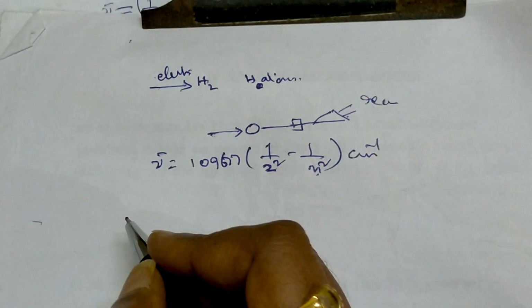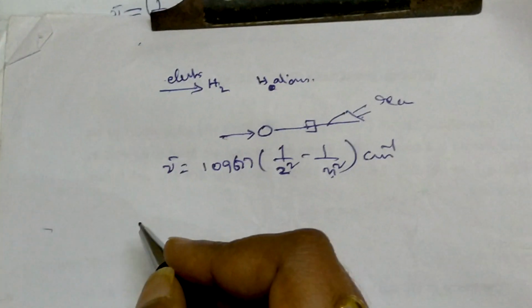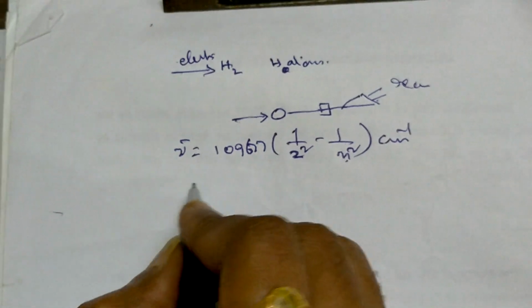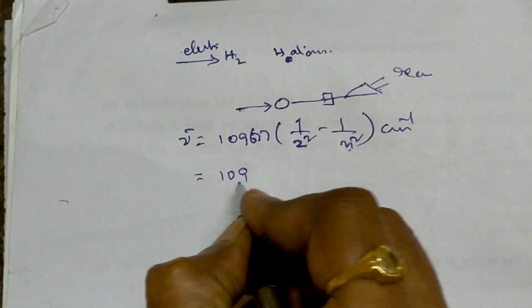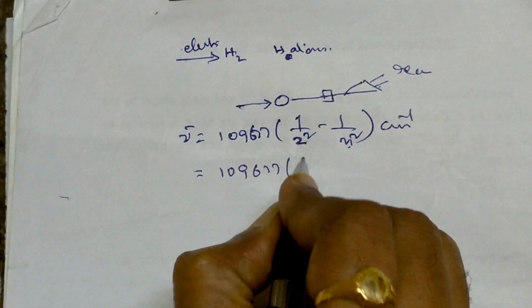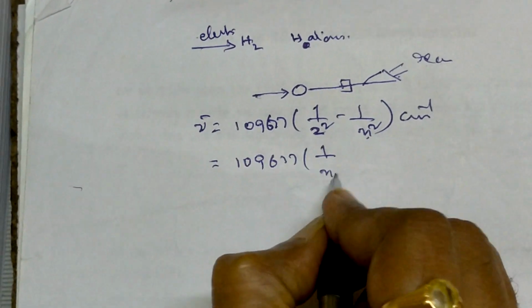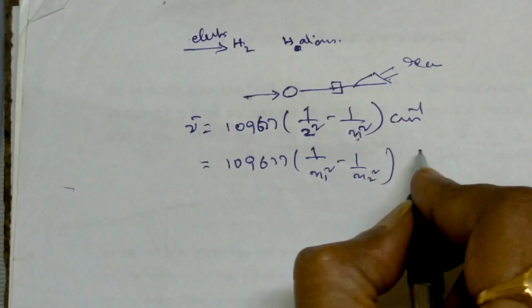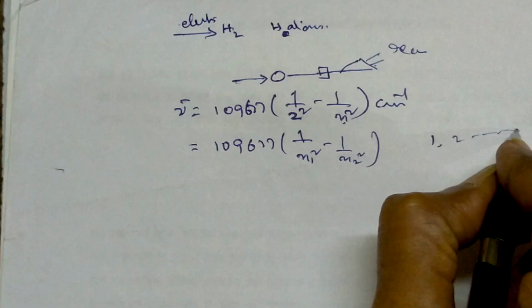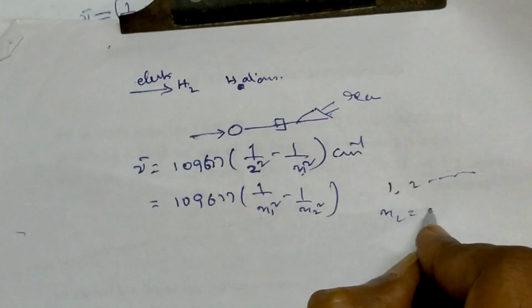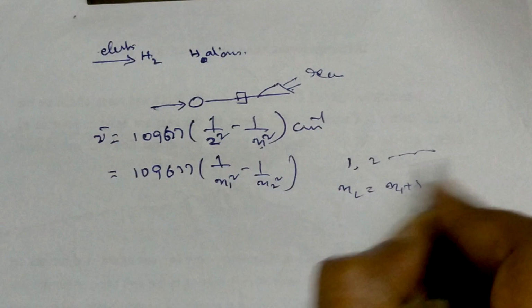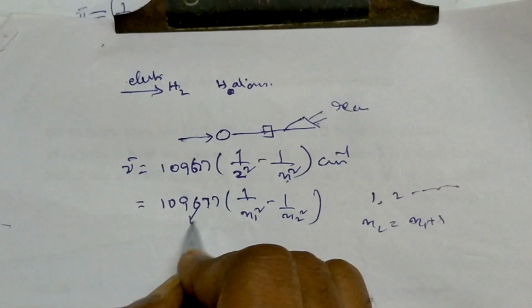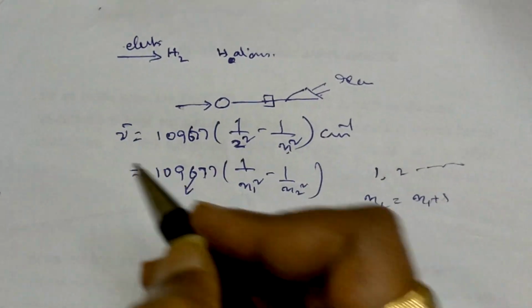The same experiments were continued by Rydberg, and he found that not only the 1 by 2 square minus 1 by n square formula applies, but it can be varied. He gave the same number, 109677. Instead of 2 square, he gave 1 by n1 square minus 1 by n2 square, where n1 is equal to 1, 2, 3 and n2 is equal to n1 plus 1 onwards. This 109677 he called the Rydberg constant. From this you will get so many lines.